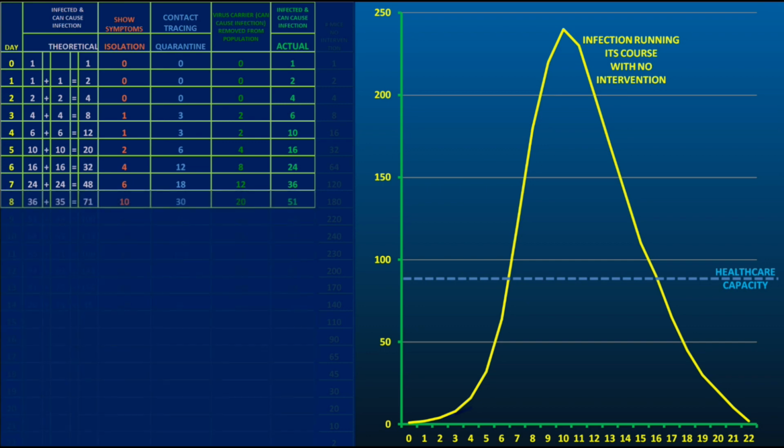Let's slow down a bit for day 8. On this day, 36 infected mice that have progressed from the end of day 7 theoretically can infect 36 more mice over the next 24 hours, according to our model. But I choose to record only 35 mice to be infected.